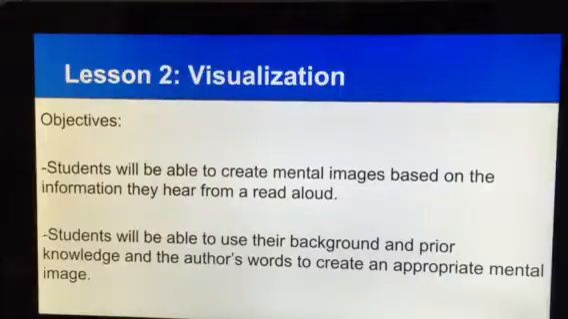The main objectives of this lesson are for students to become more familiar with the strategy of visualization or creating mental images, and how visualizing and making mental images can increase your understanding and comprehension of the text. Through the artistic skill of sketching, the students will be able to have a better grasp and interpret the text.